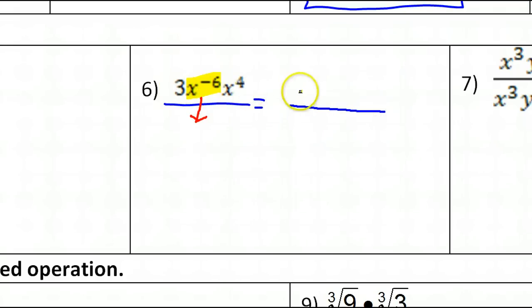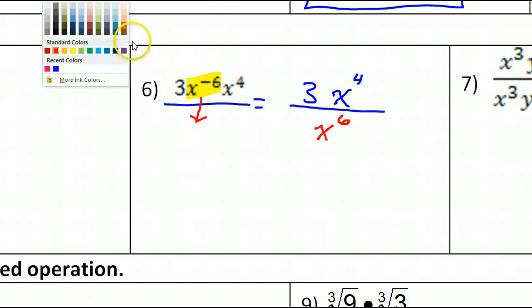Alright, the 3 and the x to the 4th power are not going anywhere right now. So there's my 3, there's my x to the 4th power. Now my x to the negative 6th power is going to drop down to the denominator and become x to the 6th power. Now I encourage you not to think of this as 4 minus 6. Instead, I encourage you to think of it as canceling out.